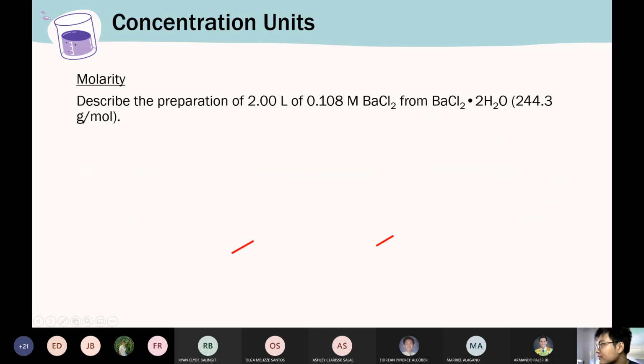Ito naman. I think nakikita nyo na to sa mga PowerPoint natin.